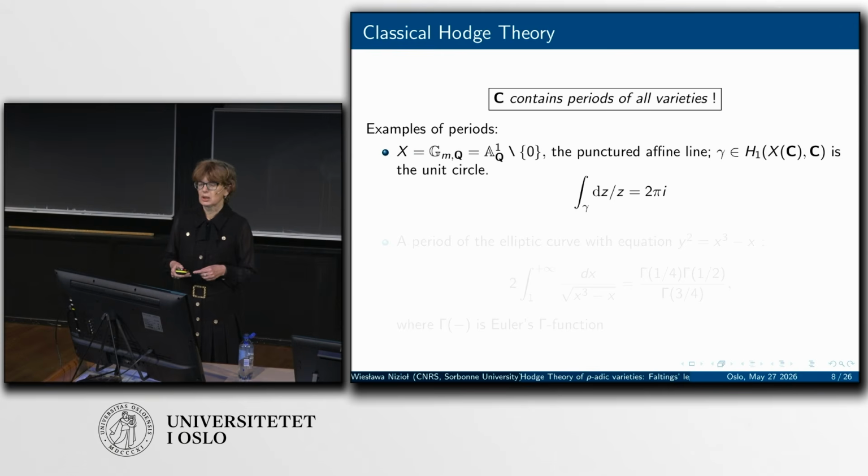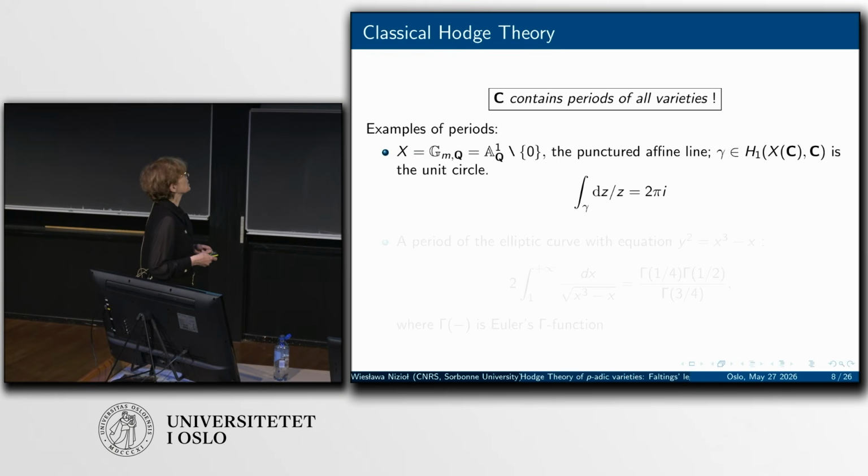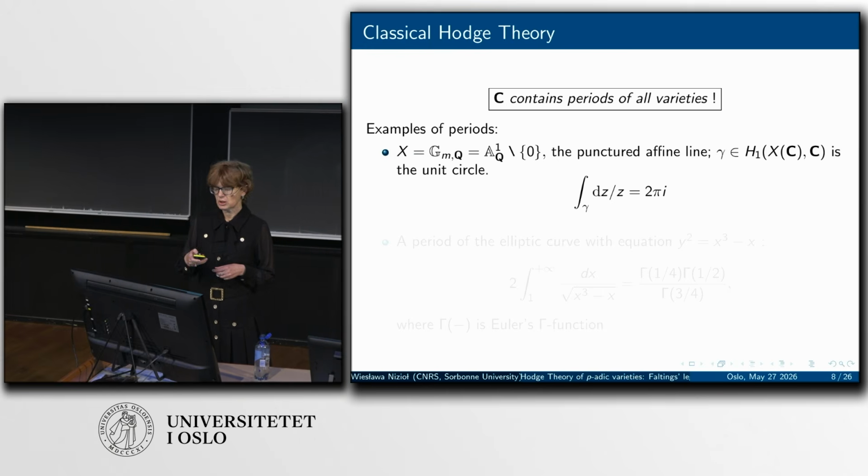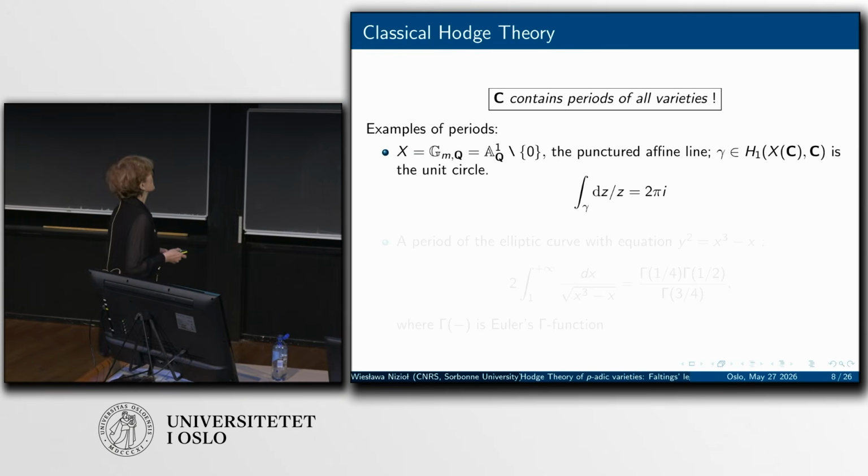Okay, so I want to state a slogan here, so let's think that complex numbers now contain periods of all varieties. So what are the examples of periods? So let me mention a couple here.